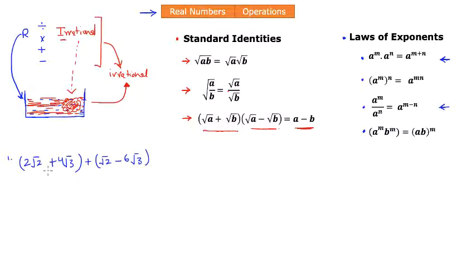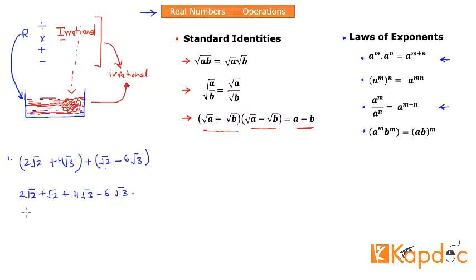Okay, so what we'll do is we will simply gather our like terms together. So we'll first gather the square root of 2 operation, and then there is another one here, and this will be added. And then we will have the square root of 3, 4, this is in addition, minus 6 times square root of 3. Let's factor some of the common terms out.